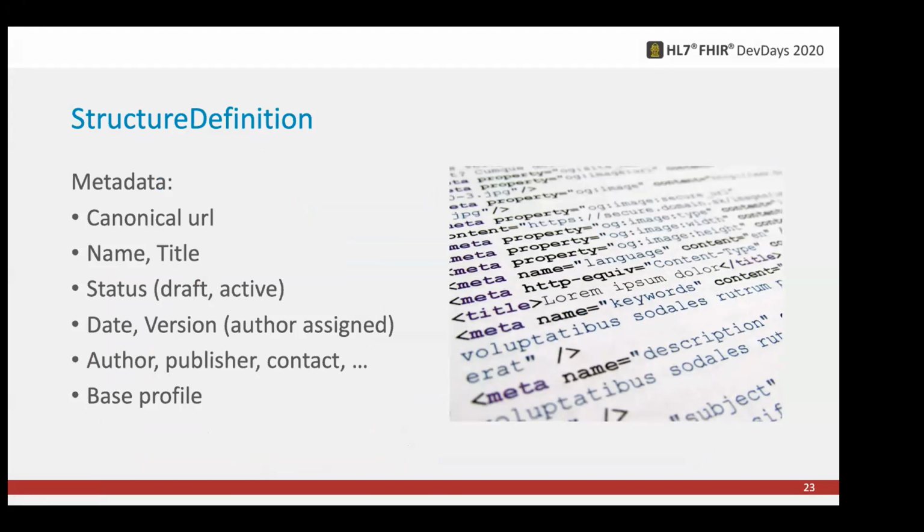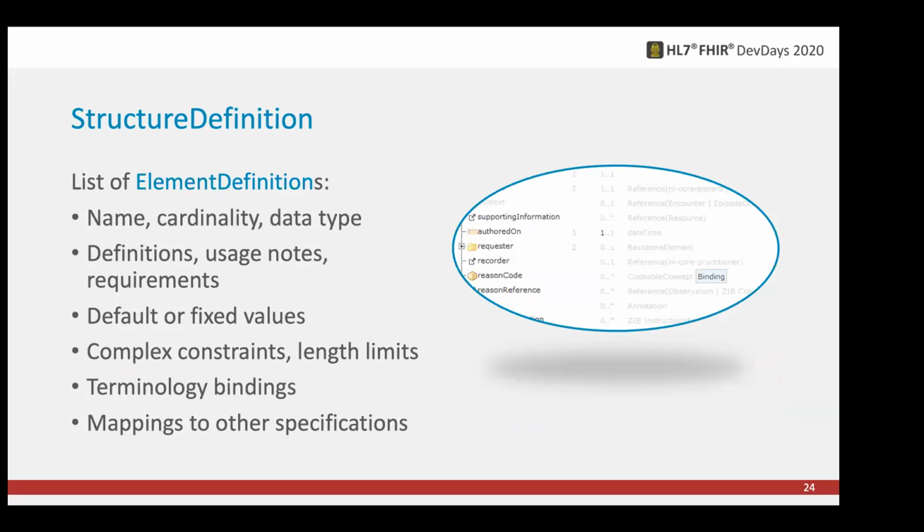Now, profiling is done, as I said, with a structure definition, and that takes a little bit of metadata like that canonical URL I mentioned. But of course, you can also provide any information about the author, about the status, etc. in that metadata part of the structure definition. Then the real work is in the list of element definitions that you can put inside of that structure definition.